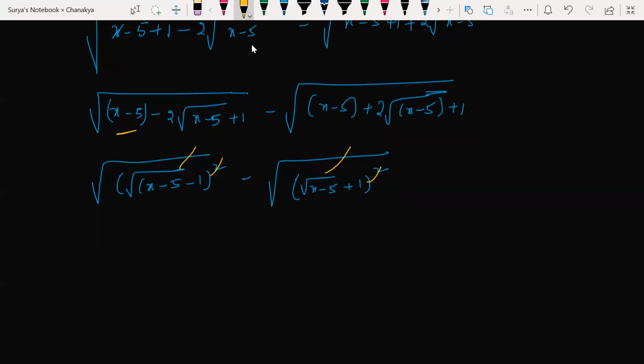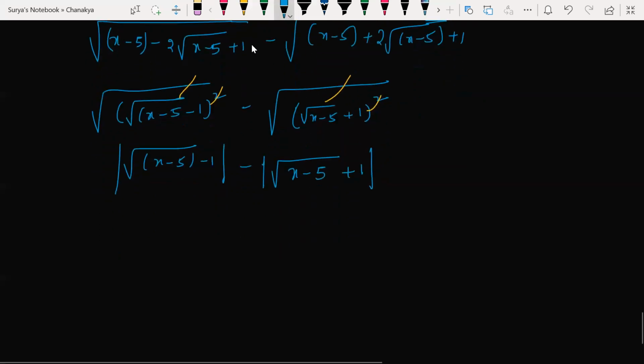Isn't it looking like a square minus 2ab plus b square? So I wrote a minus b whole square here. Same thing, a square plus 2ab plus b square. Hope you are understanding what I'm talking about. Look at the question carefully. So minus 1, okay, so it will be modulus, right? Modulus of square root of x minus 5 minus 1, minus modulus of square root of x minus 5 plus 1. Now tell me what the domain is going to be. From where to where is it? Open bracket or close bracket?